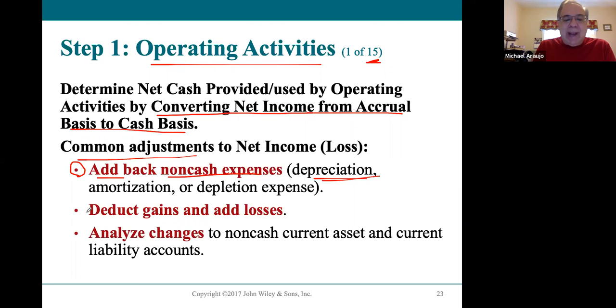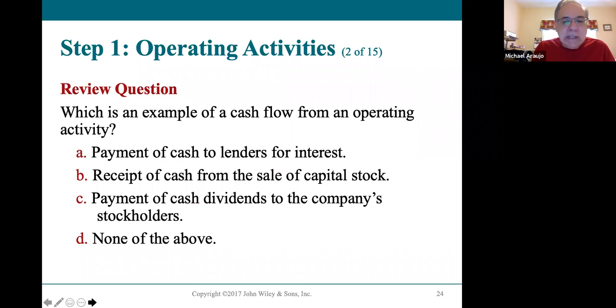One little adjustment we have to make too here is we're going to be deducting any gains and adding any losses, because we would normally add the gain to the income statement or subtract the loss on the income statement, but we have to reverse those. That's what that's about. And then we're going to analyze those changes to the asset and liability accounts, and add or subtract those back, as you'll see. It's fascinating, really, really, really.